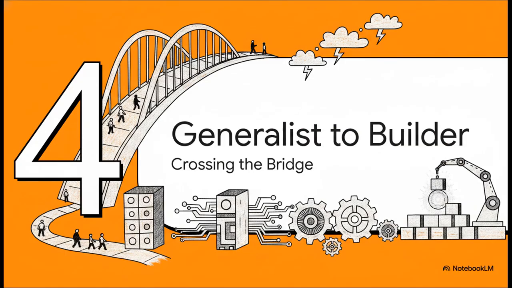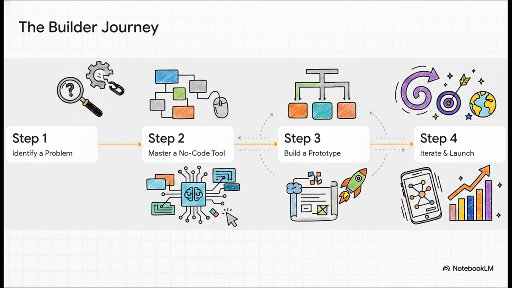All right, so we've got the problem, we've found our bridge, so how do we actually cross it? Let's get practical and break down the steps to go from being an AI generalist to a full-on AI builder. The path is actually pretty clear. Step 1 is simple. Identify a problem you want to solve. For our marketing pro, it was, I need to understand customer feedback faster.